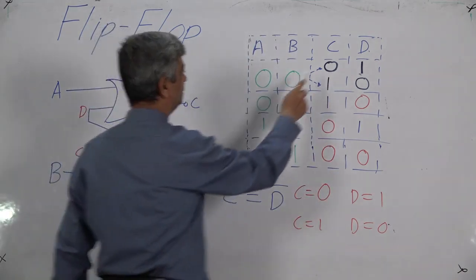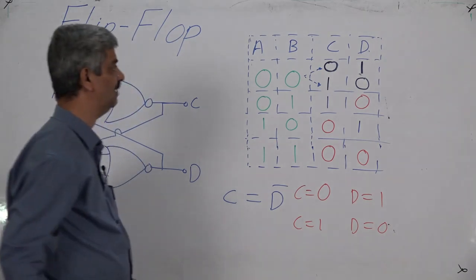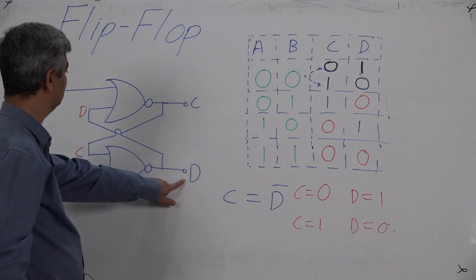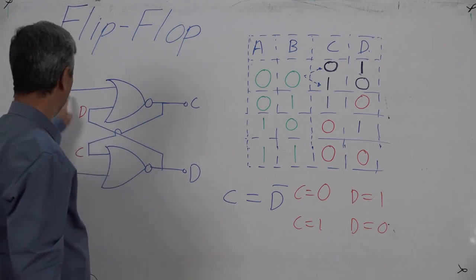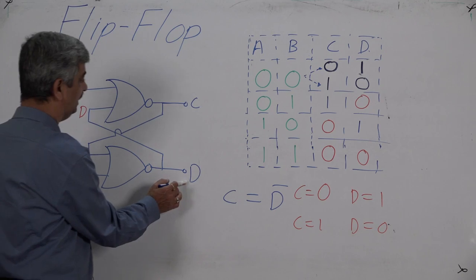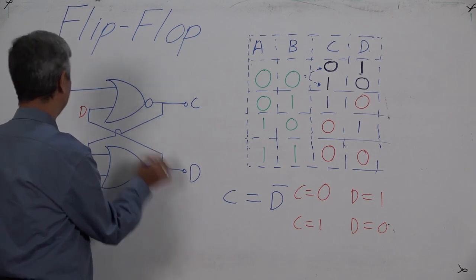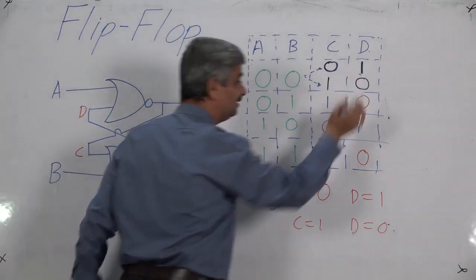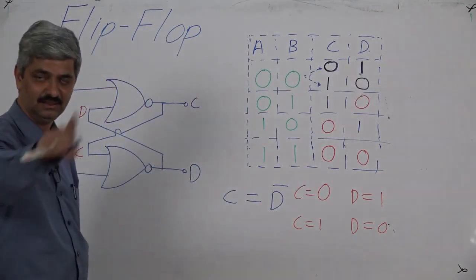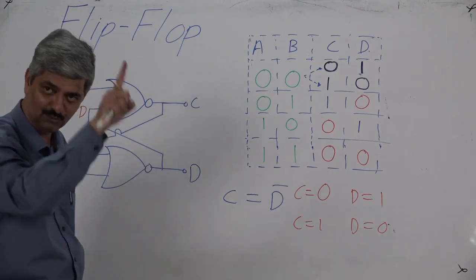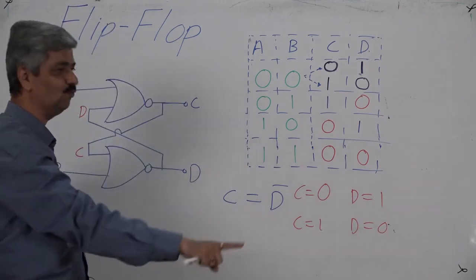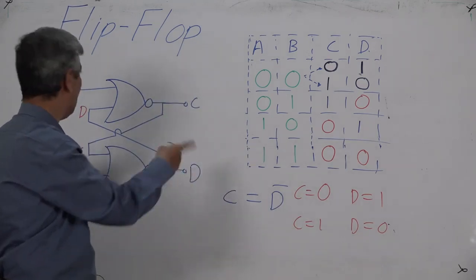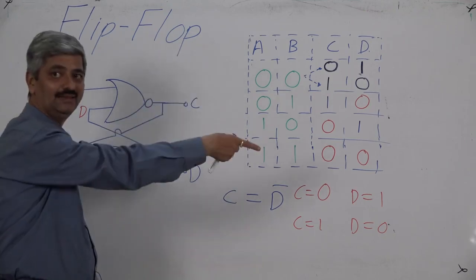So let us start with this 0, 1. What will happen? If D is 1, this is 1. A 0, B 0, D 1. As D is 1, this one will come here, it will make C 0. So if you start with 0, 1, you end with 0, 1. If you start with C equal to 0 and D equal to 1, D equal to 1 makes C equal to 0. And C equal to 0 and B equal to 0 make D equal to 1.